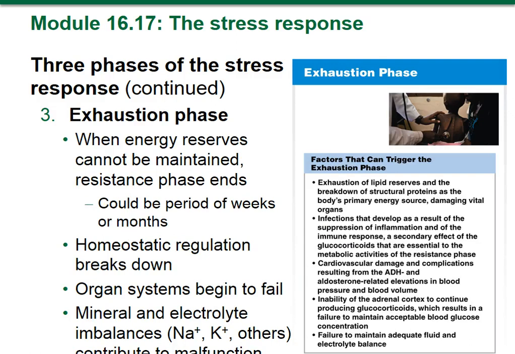Then you go into the exhaustion phase. This happens when the energy reserves cannot be maintained. The resistance phase ends. It can be a period of weeks or months. The homeostatic regulation breaks down. Organ systems begin to fail. You have imbalances in minerals and electrolytes.